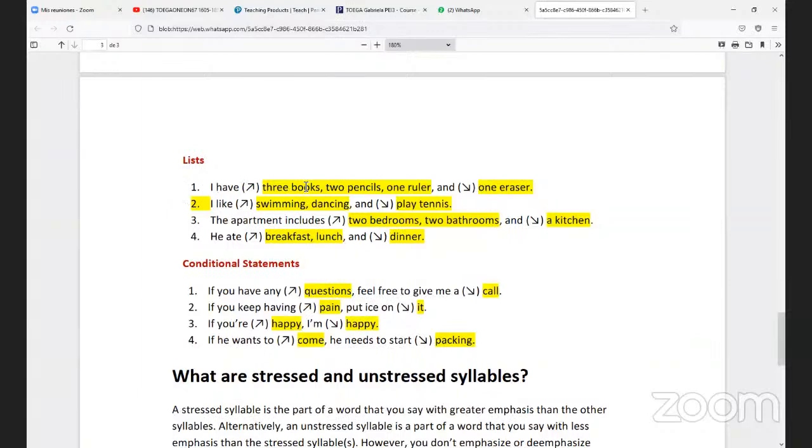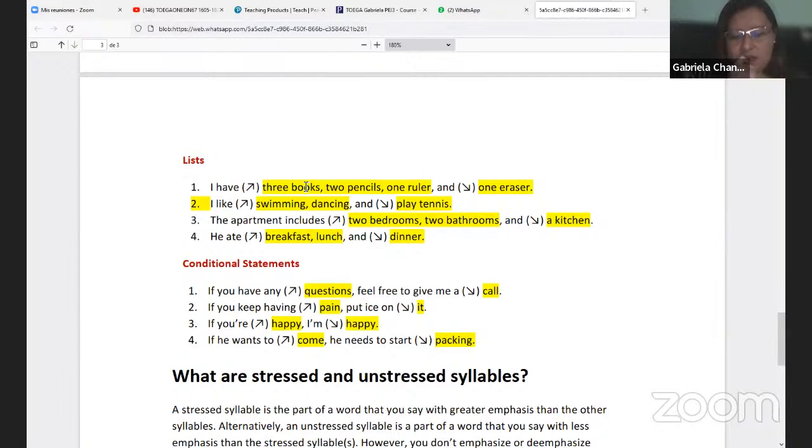I have 3 books, 3 pencils, 1 ruler, and 1 eraser. I like swimming, dancing, and play tennis. The apartment includes two bedrooms and a kitchen. He ate breakfast, lunch, and dinner.